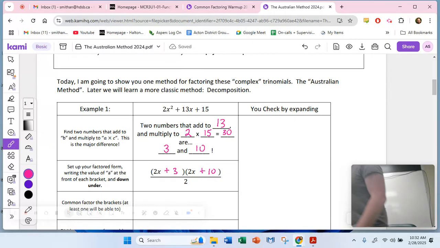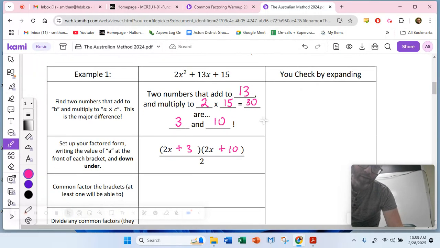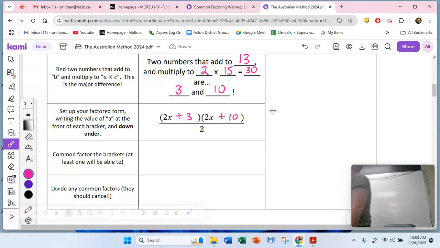And we are almost done. That was it. I like this method because it's very similar to what you guys have already been doing. You find your two numbers, you stick them in brackets. The only new thing is that we're dividing by 2. So how can we clean this up a little bit? I don't like to see that divided by 2.